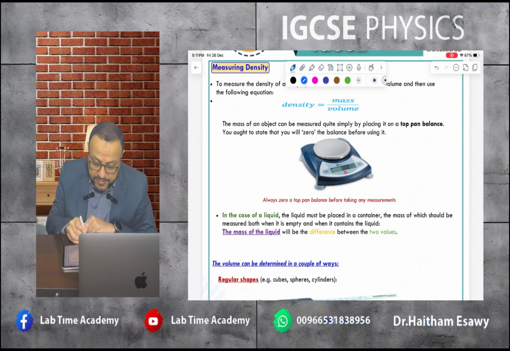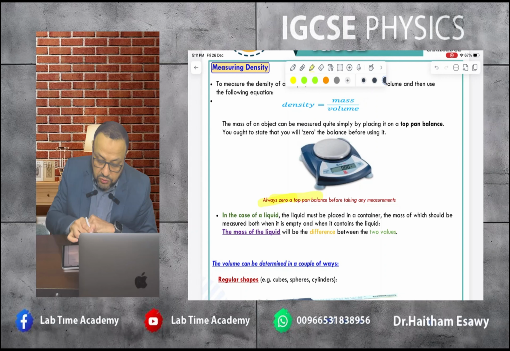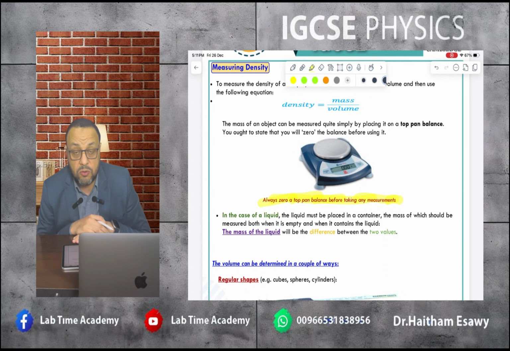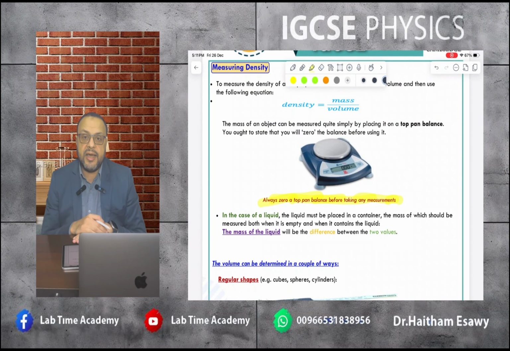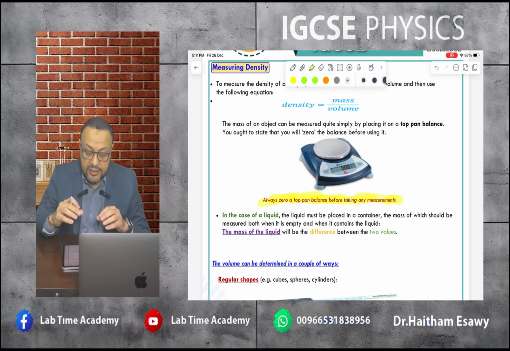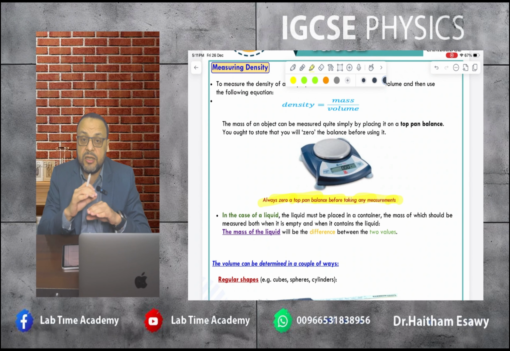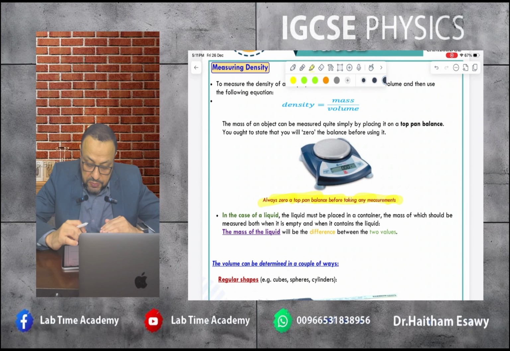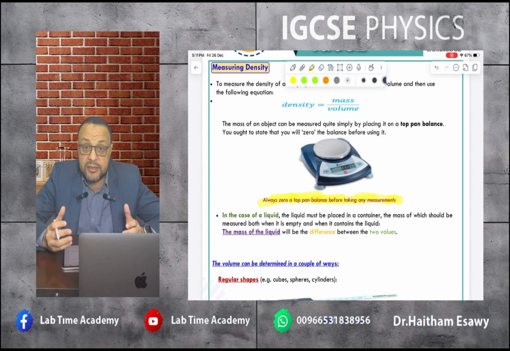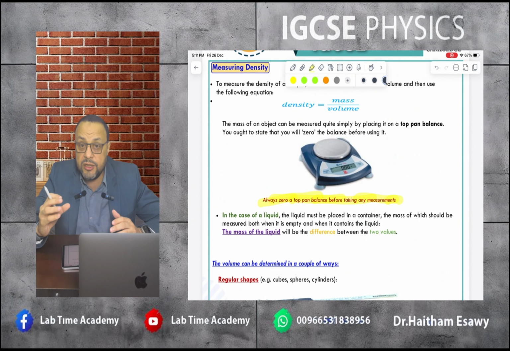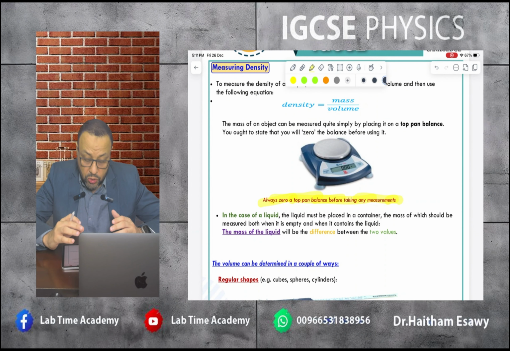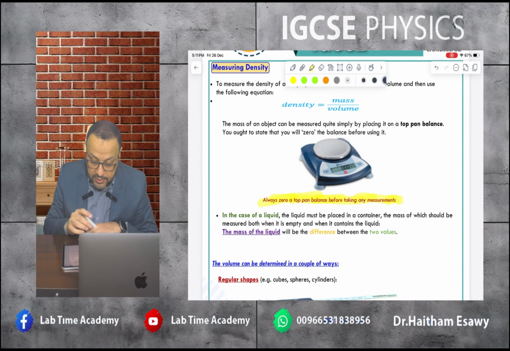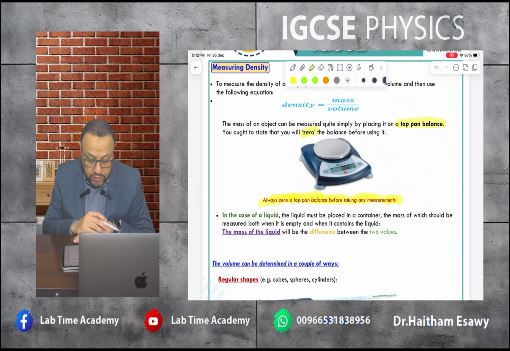So this will be the balance as you see, but let me tell you something very important: you have to take care about the zero error. If I want to measure the mass of any object, then without putting anything on the balance, it must give me a zero reading. After that, we put the object on the balance to get the value of the mass. So this is the top balance, and take care about the zero error.